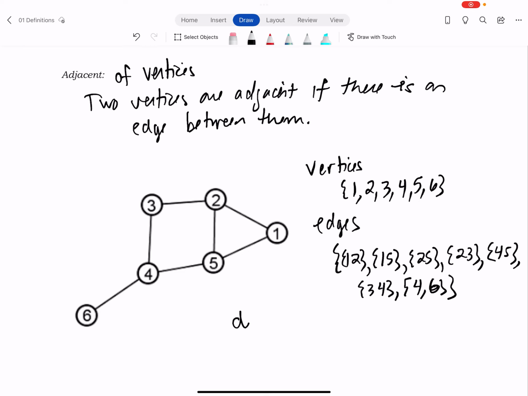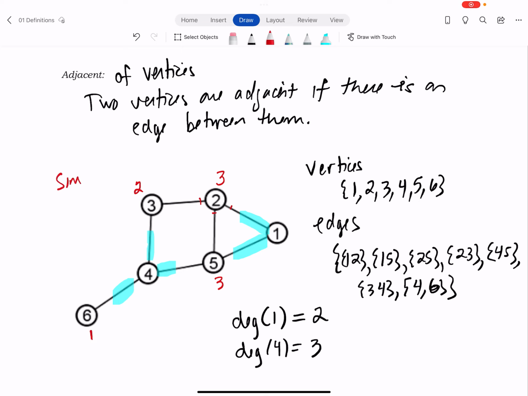We could find the degree of every vertex. So the degree of vertex 1 is 2. There are 2 edges which touch vertex 1. The degree of vertex 4 is 3. There are 3 edges which touch vertex 4. So we could do this for each vertex. Vertex 3 has degree 2. There are 2 edges which touch it. Vertex 2 has degree 3, 3 edges touching it. Same with 5. Vertex 6 has degree 1.